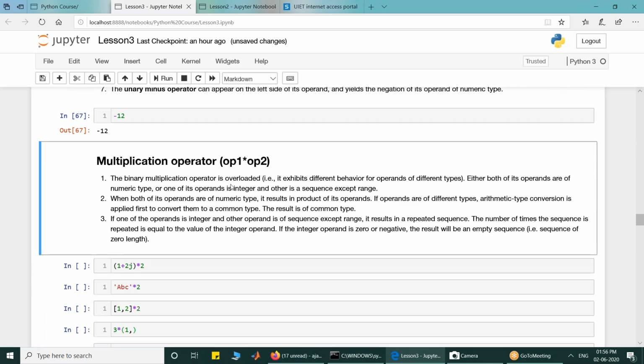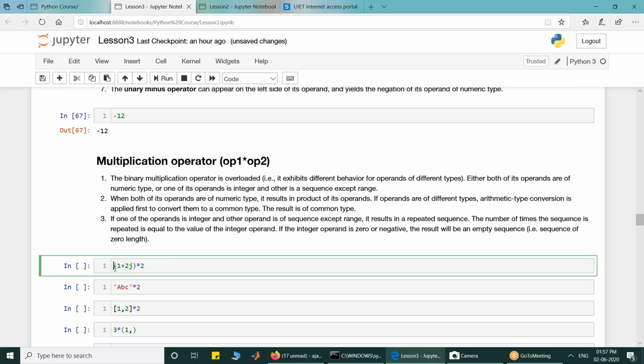The next operator that we have is the multiplication operator. The multiplication operator here is overloaded. In Python, the multiplication operator is overloaded. You can apply it on operands of different types. So either both the operands must be of numeric type, or one of the operands is an integer and the other can be a sequence, except range. Look at this: here the multiplication operator is being applied on operands of numeric type.